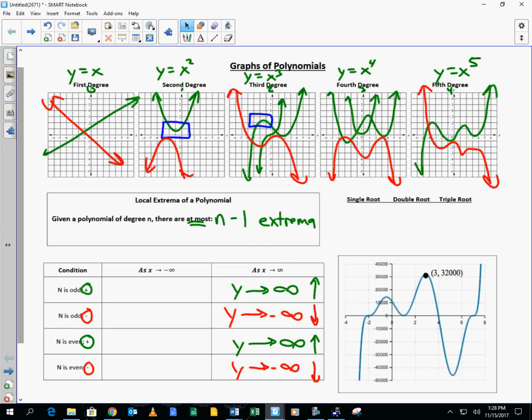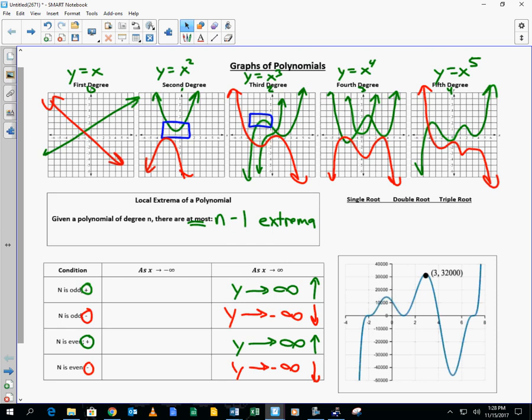Do they all start down? They start lower than they end if you're odd, right? But if you're even, like look at it. The even functions, they start and end in the same direction, don't they?